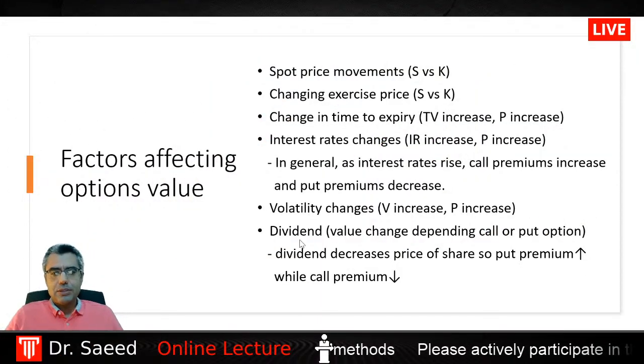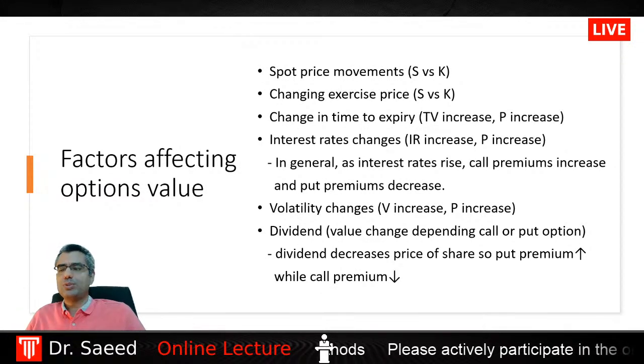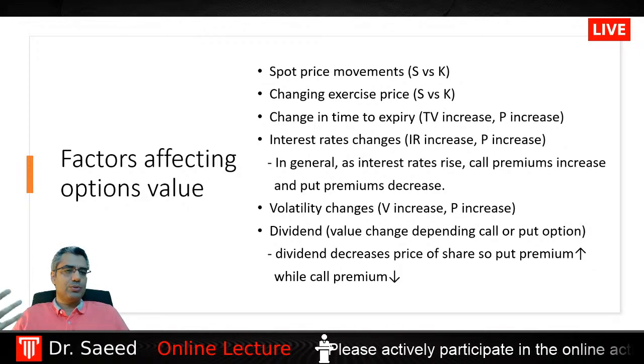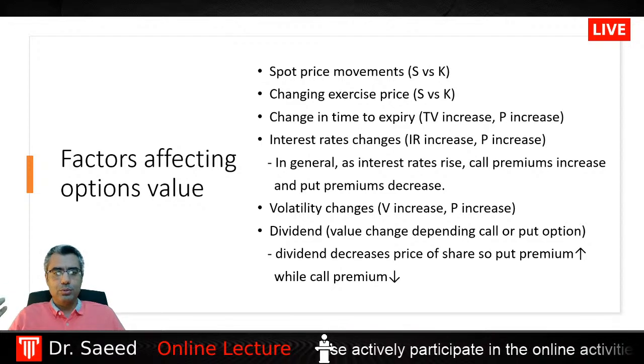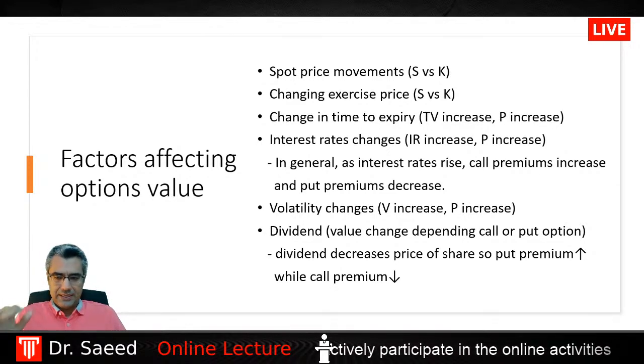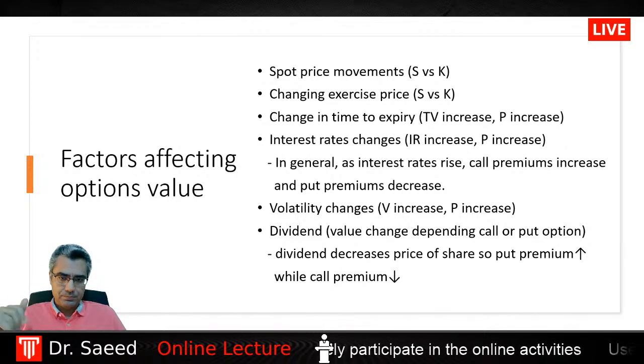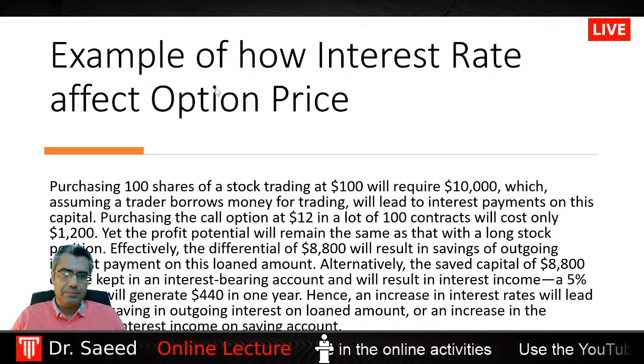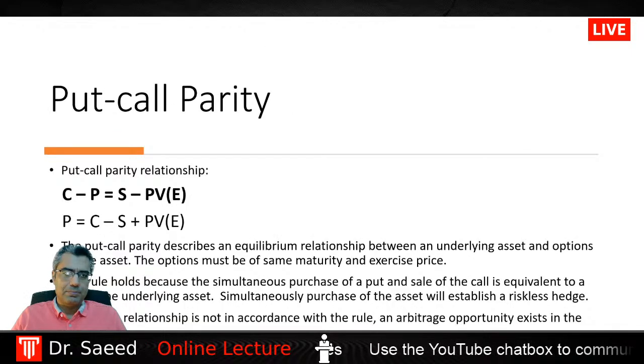Next one, dividend. When a company pays out dividends, the stock price will drop. When the stock price drops, this is good news for those who bought puts, and bad news for those who long call. So these are some examples of the factors that impact option price, and the example I just provided was the impact of interest rate on option price. The idea behind it is that you use less money when you buy options, so it's more valuable when the interest rate goes up.